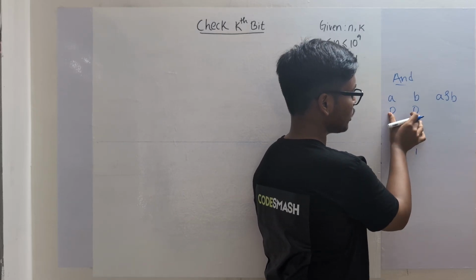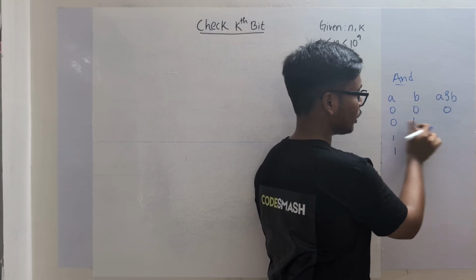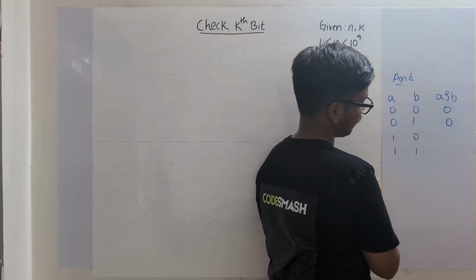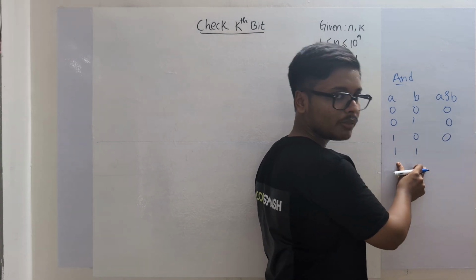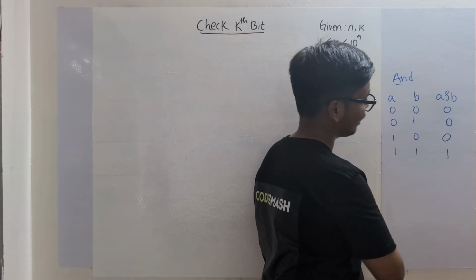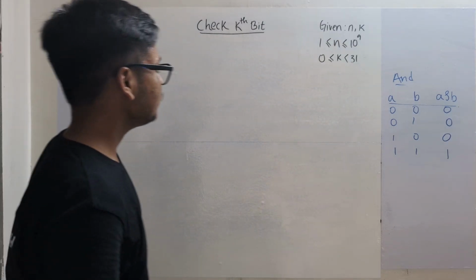So the AND operation of 0 and 0 will be 0. The AND operation of 0 and 1 will be 0 again. In the similar way, for 1 and 0 it will be 0 again. For 1 and 1, the output will be 1. Okay. Now we will go into the original question.